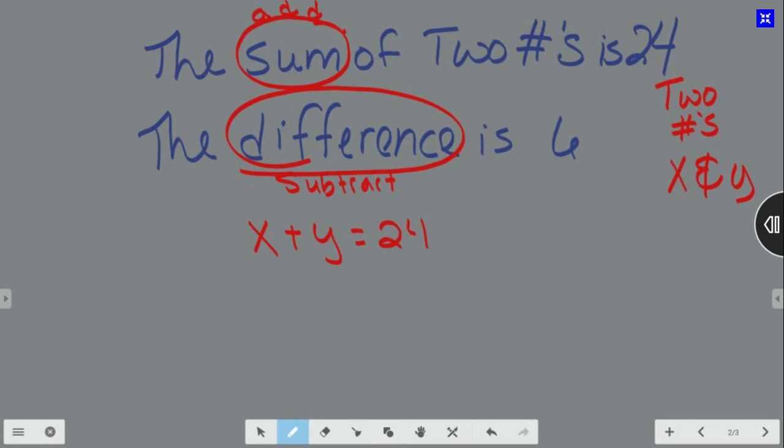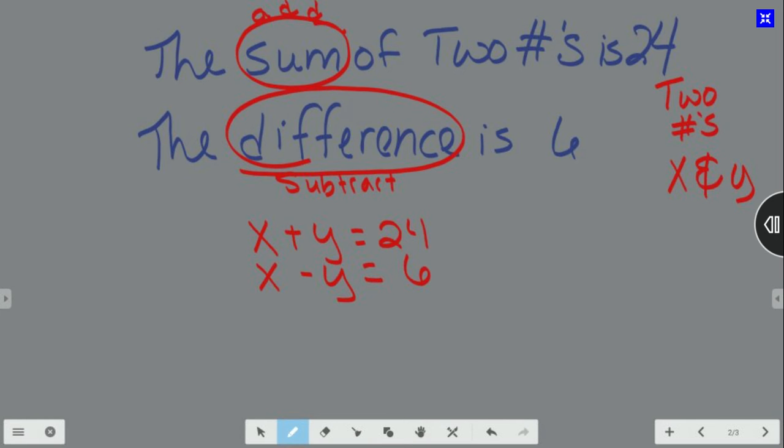What would you write for the difference is 6? X minus Y equals 6. All right, now we have a system of equations. This is those problems that we solve using elimination.